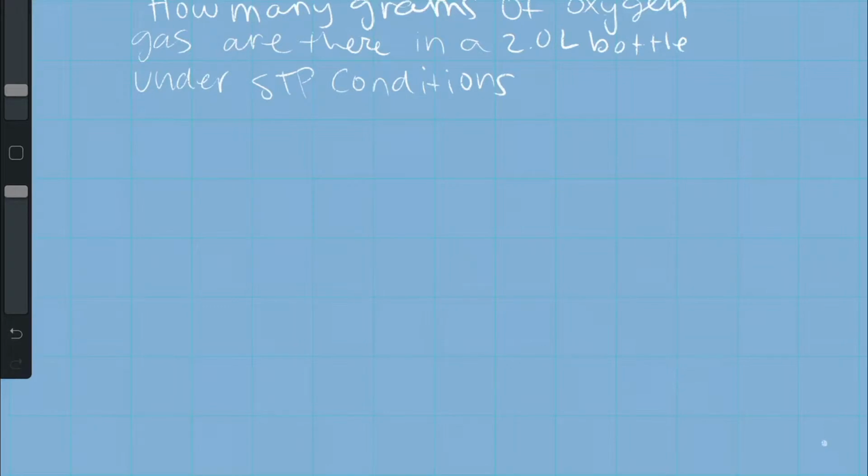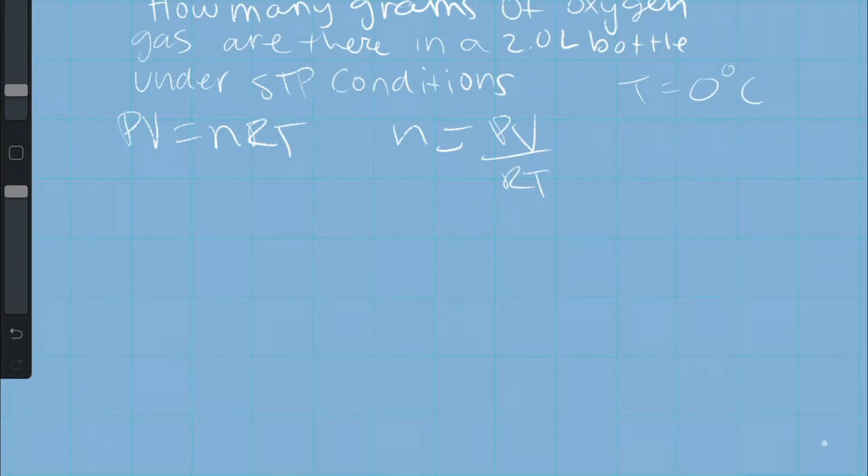So first we're going to start off writing out our equation, which is PV equals nRT. And since we want to find the grams, we're going to start and solve for moles. So we switch around the equation, and moles is equal to PV over RT. And since it's STP conditions, we know that our temperature is equal to 0 degrees Celsius, and our pressure is equal to 1 atmosphere.